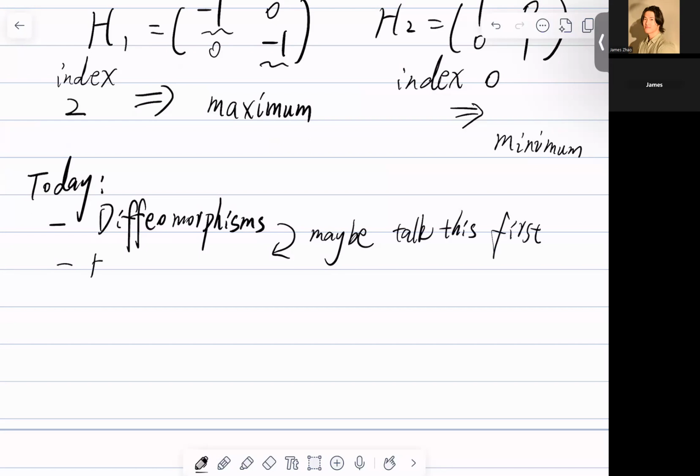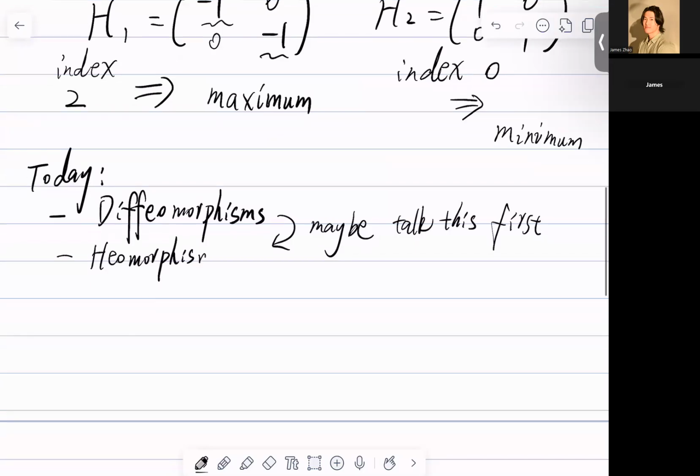And this is called homeomorphism. I believe those two words both came from Greek. So morphism is like morphing, changing, transforming from one to another, right? The prefix diffeo is kind of like differentiable, diff, like difference, taking a difference, taking a derivative, something like that. So it has something to do with differentiability, and homeo.